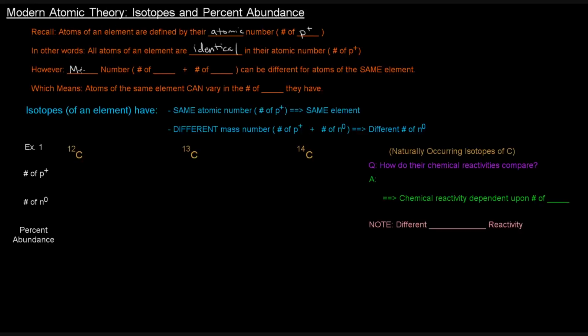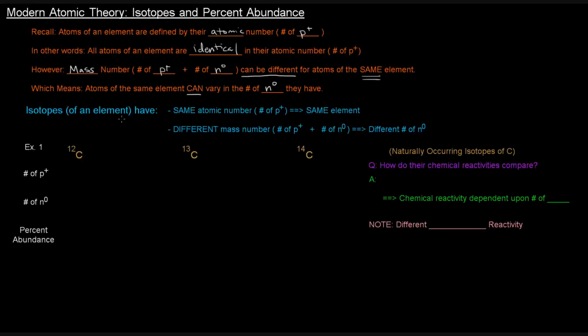However, the mass number, which is equal to the number of protons plus the number of neutrons, can be different for some atoms of the same element. Same element, different mass number, which means that atoms of the same element can vary in the number of neutrons they have, right? Because if the mass number can change, but the number of protons cannot change, then the number of neutrons must be able to change.